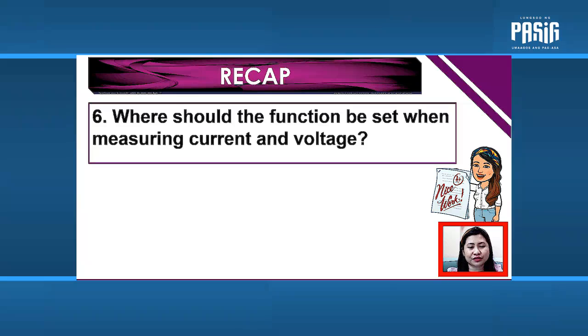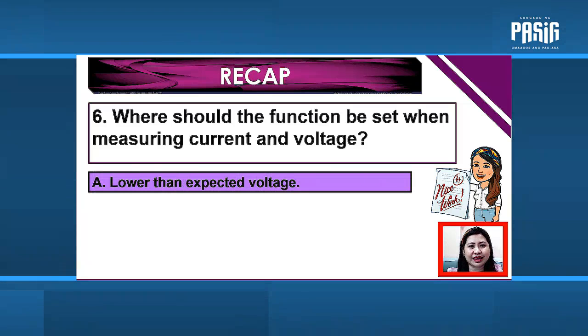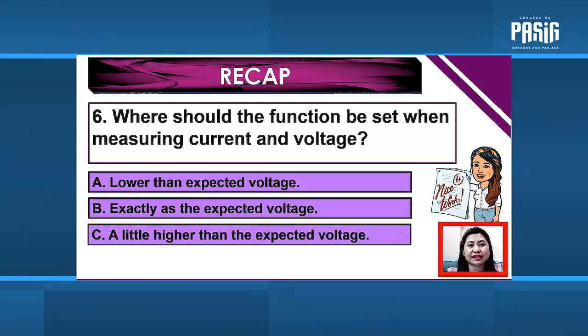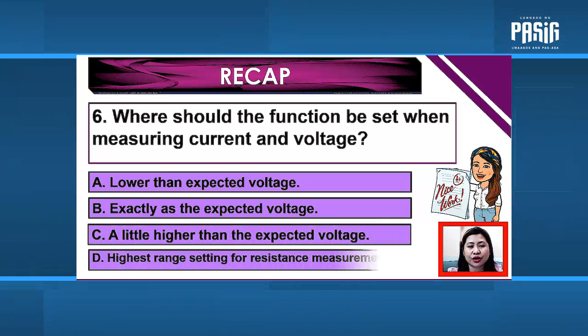6. Where should the function be set when measuring current and voltage? A. Lower than expected voltage. B. Exactly as the expected voltage. C. A little higher than the expected voltage. Or D. Highest range setting for resistance measurement.